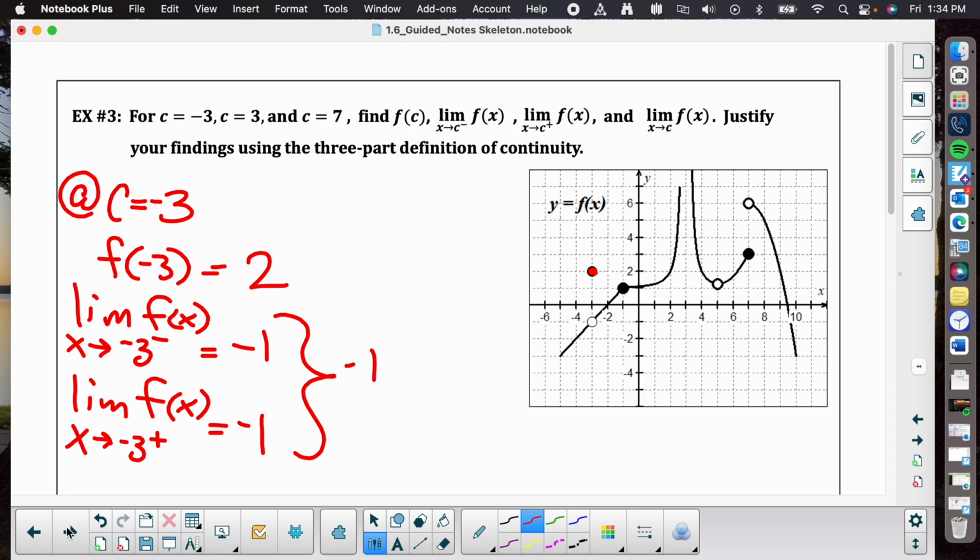What type of discontinuity exists at -3? Removable. Excellent job. And you guys do have your notes to use. That's partially why we write it down and highlight stuff. Good start. So we would say a removable discontinuity at x equals -3.